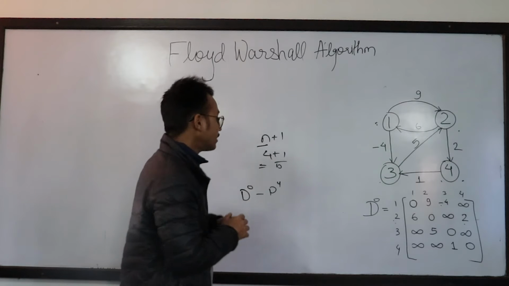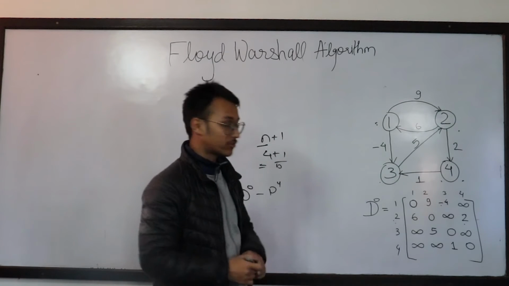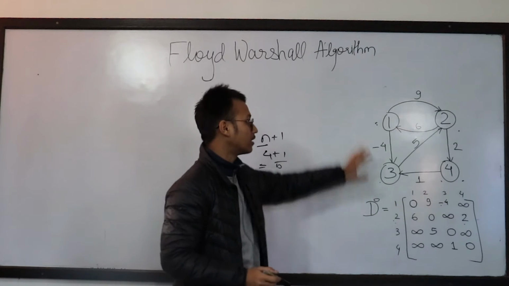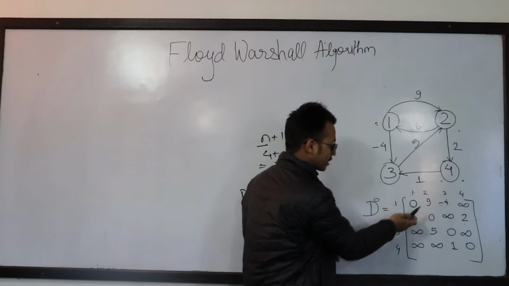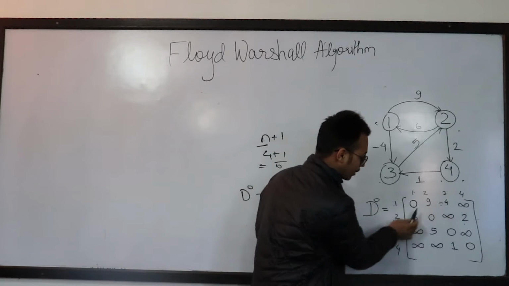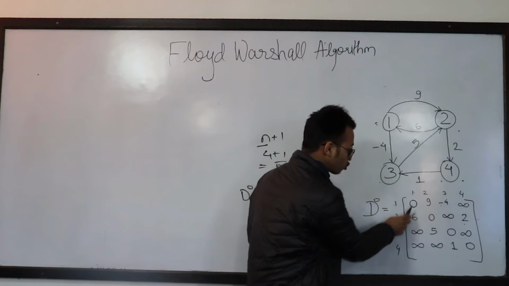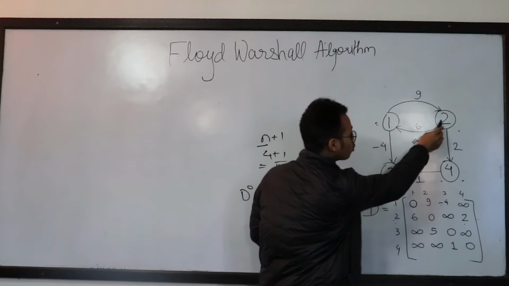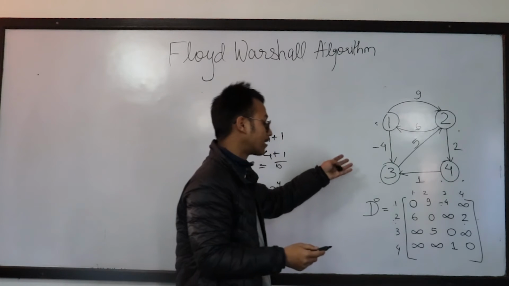Firstly, let's see D0. D0 is the initial base matrix. The distances are just generated from the graph. From 1 to 1 the distance is 0, from 2 to 2 the distance is 0, and likewise from 3 to 3 and 4 to 4. And from 2 to 1 the distance is 6. From 2 to 1 the distance is 6, right? It is a directed graph.